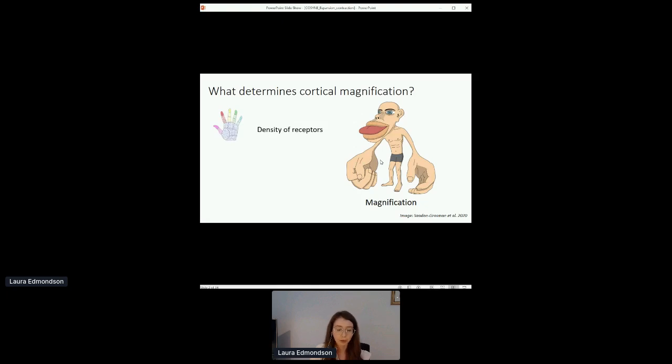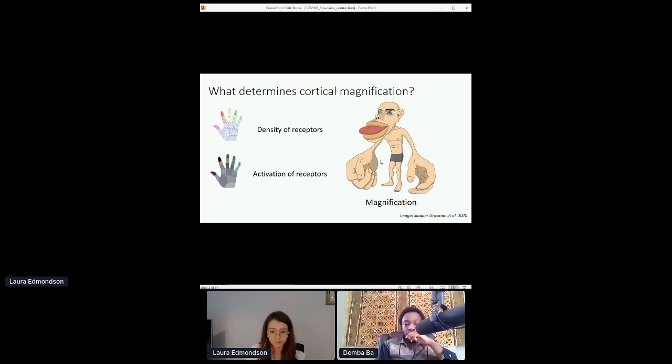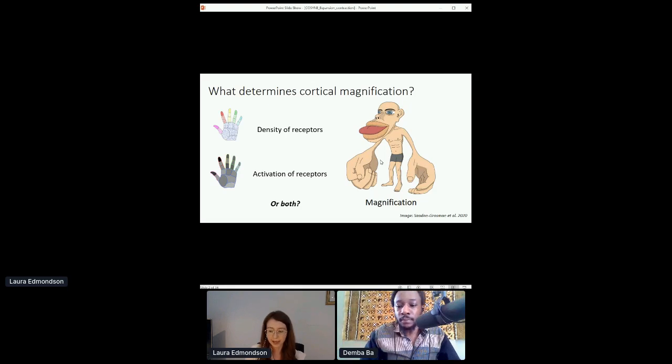So we wanted to ask what determines this cortical magnification. Is it the density of the receptors, which can change? These change typically in touch, and they can change in vision as well between the fovea and the periphery. And also the activation of these receptors might be different. For example, how we use our hands might change. Or is it some combination of both of these that influences the allocations? So we wanted to think about this in a theoretical way because there has been little treatment about whether it's the density of receptors or the activations of receptors that influences these representations.